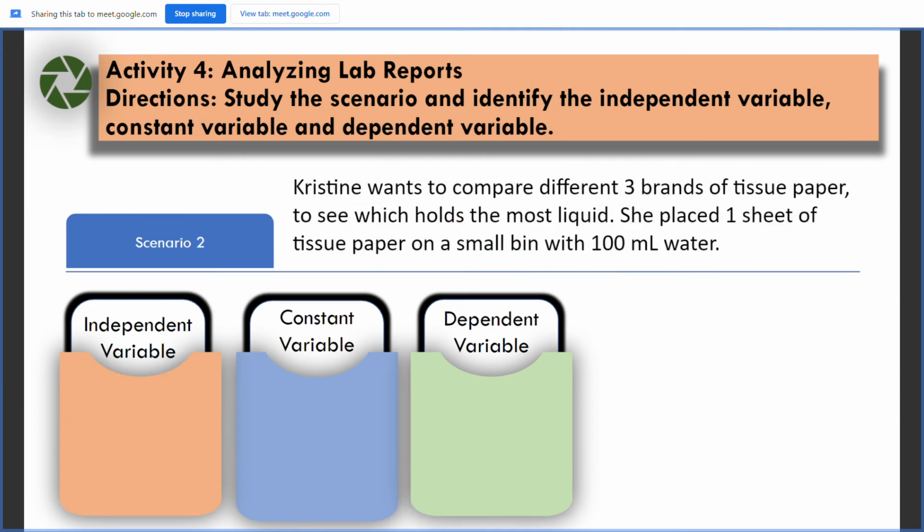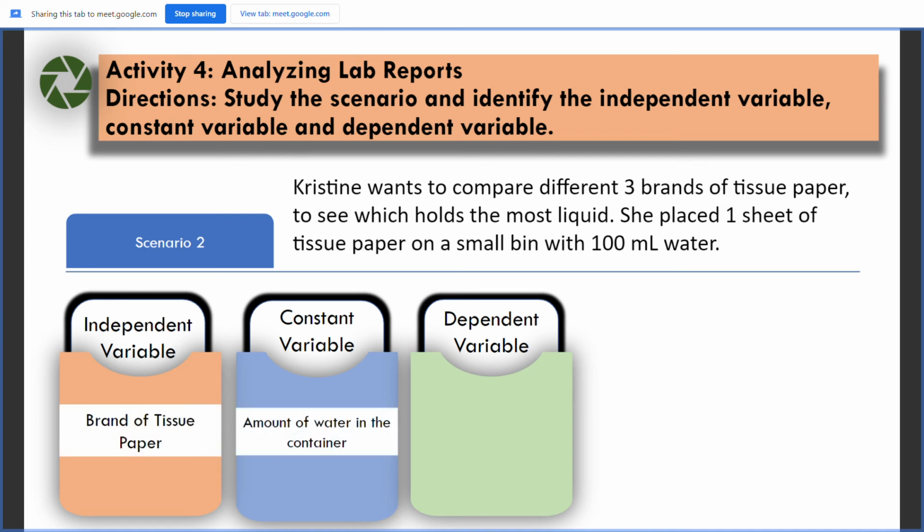Here's another example. Christine wants to compare 3 different brands of tissue. So, gusto niya malaman kung sino ang nag-hold ng most liquid. She placed a sheet of tissue paper in a small bin with 100 ml of water. So, ito yung mga variable natin: the brand of tissue paper, the amount of water in a container, and then the amount of liquid absorbed.